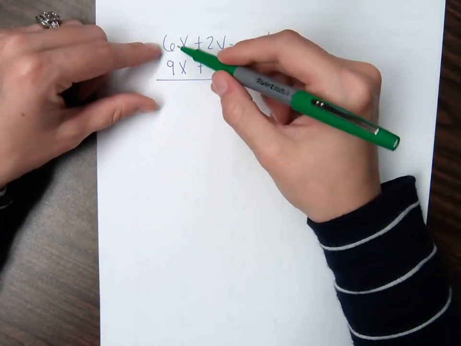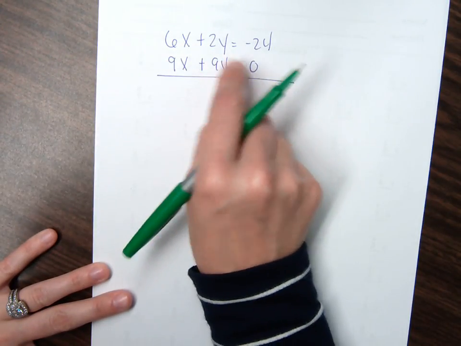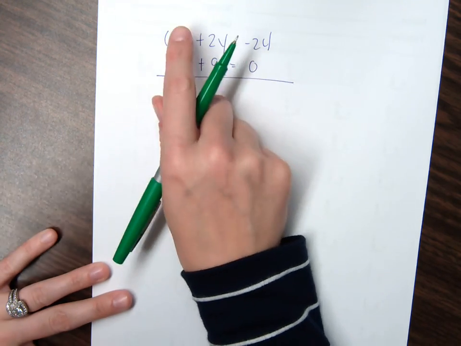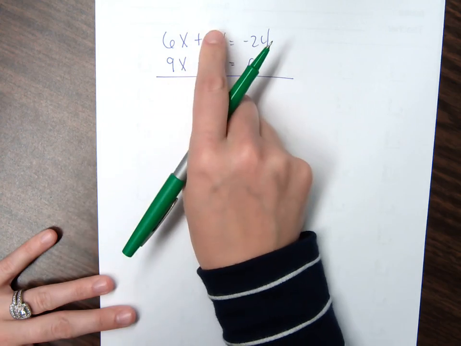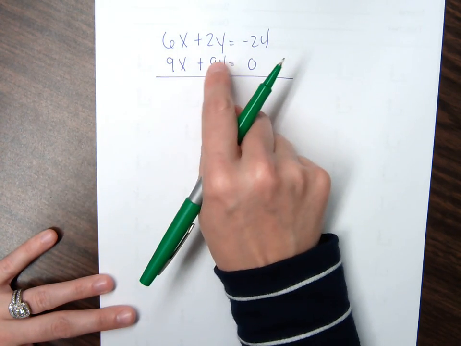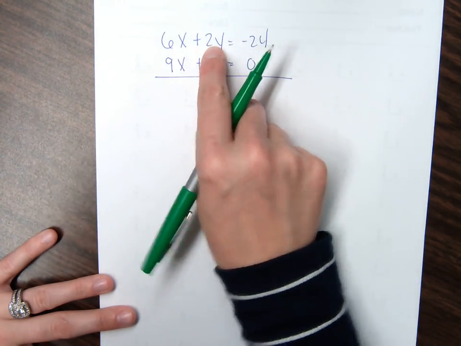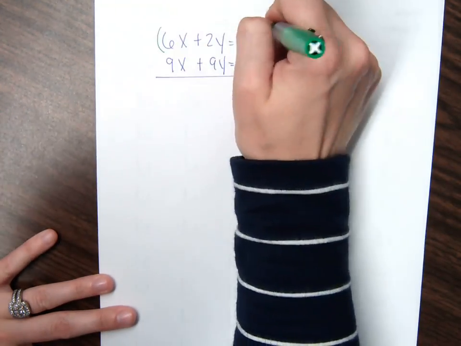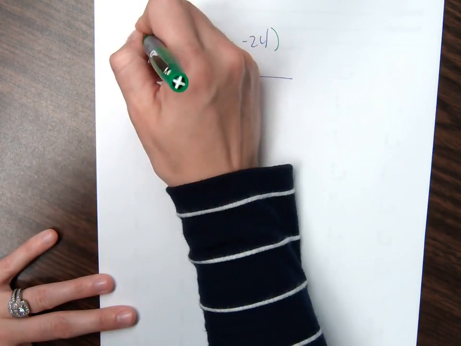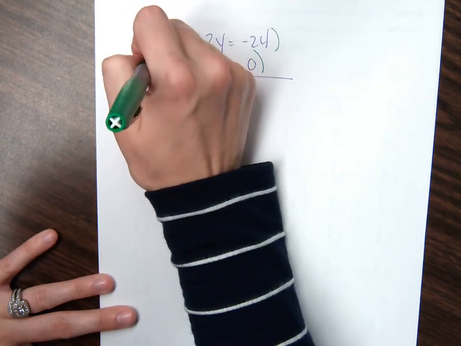What I tend to do is I multiply this equation by this coefficient, and I multiply this equation by this coefficient if I wanted my x's to cancel. If you want your y's to cancel, you can multiply this equation by this coefficient, and you can multiply this equation by this coefficient. So let's say we want our y's to cancel. Since I want my y's to cancel, I'm going to multiply the first equation by 9, and I'm going to multiply the second equation by 2.